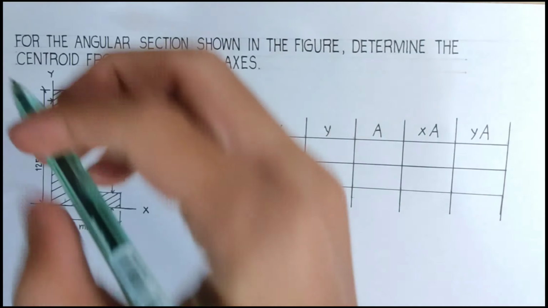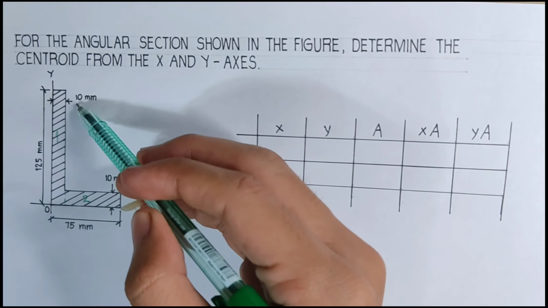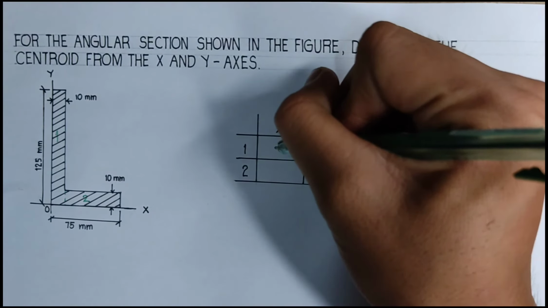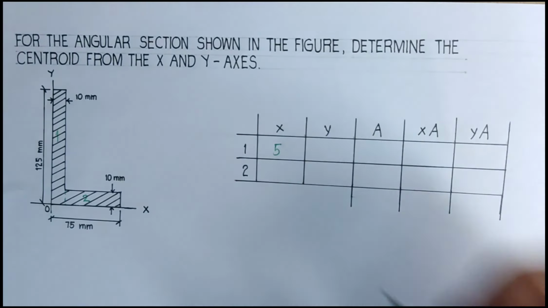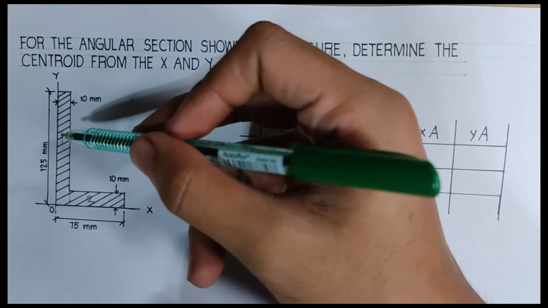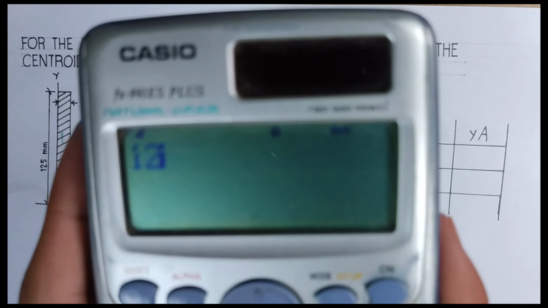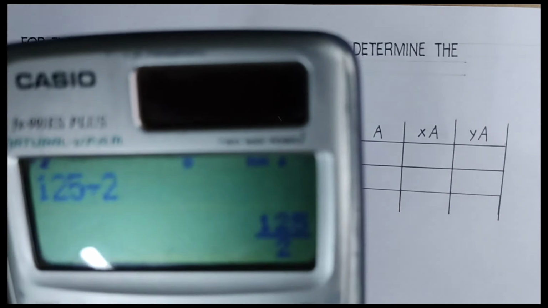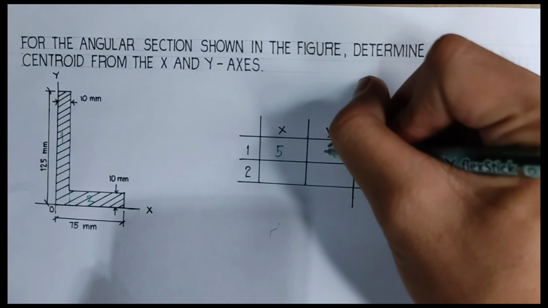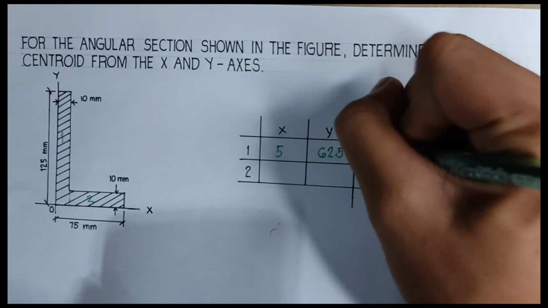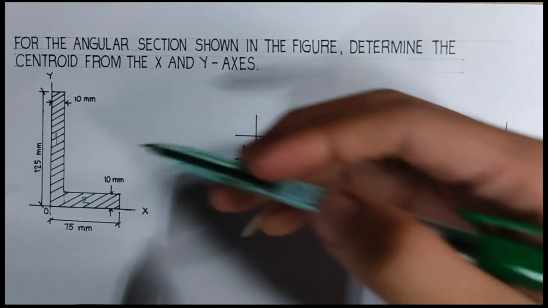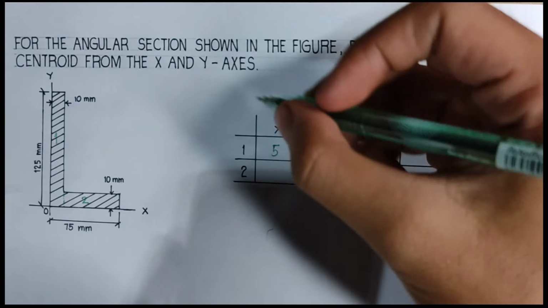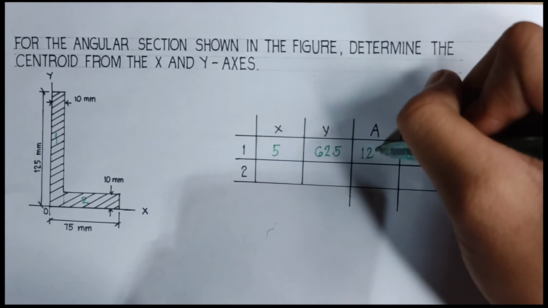Since it has a thickness of 10 mm, the bar X of the first segment will be 5. And for its y, 125 divided by 2 is 62.5. The area of the first segment will be 125 times 10, which is equal to 1,250.